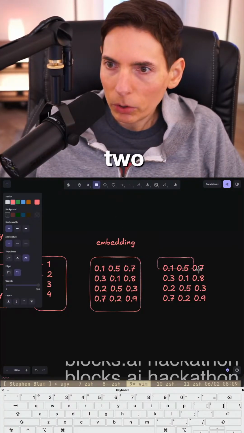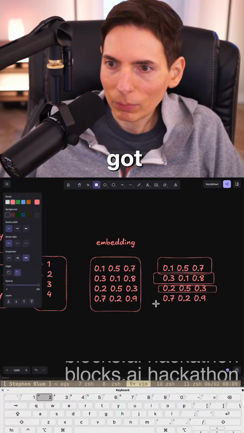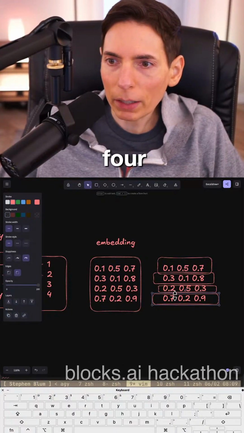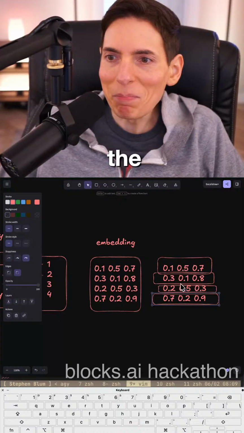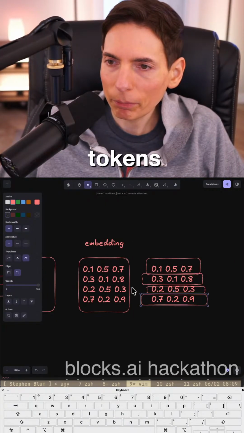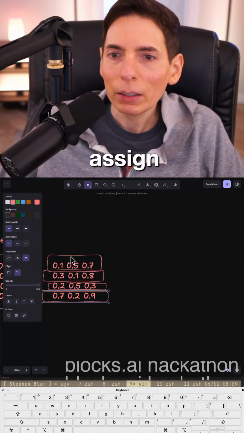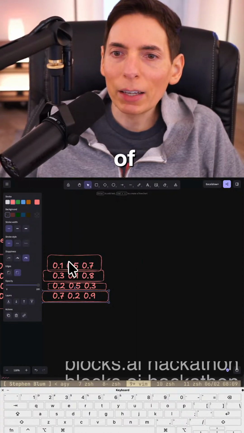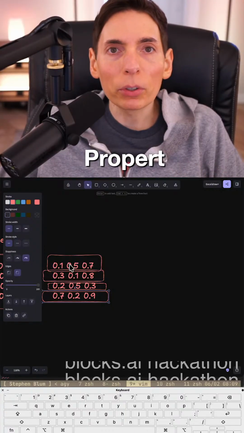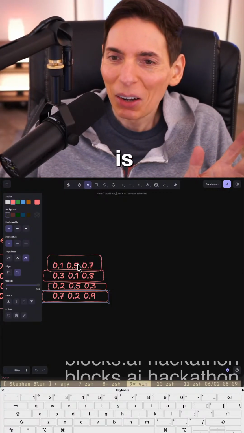So let's do like number 2, yeah. So you can see here we've got 4 vectors, and this is the embedded output from this embedding based on these tokens. Then we do some positional encoding, which is going to assign a bunch of additional properties. It's just more numbers. We got even more numbers.